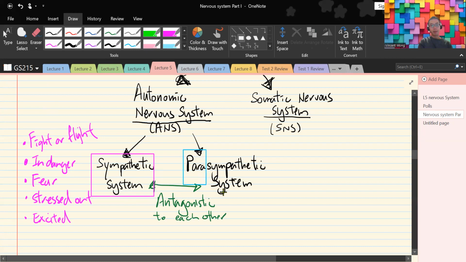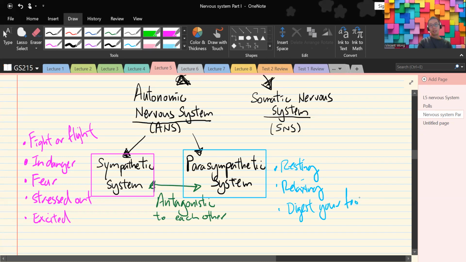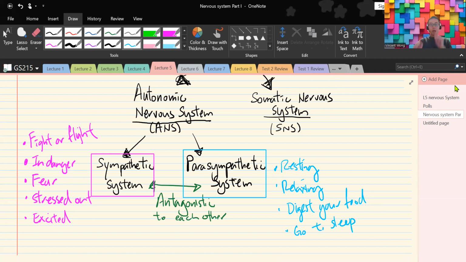And on the other hand, the parasympathetic system is going to be most active when you are just resting, when you're relaxing. So this is the time to, for example, digest your food, or go to sleep. All right, so they are always opposite to each other.